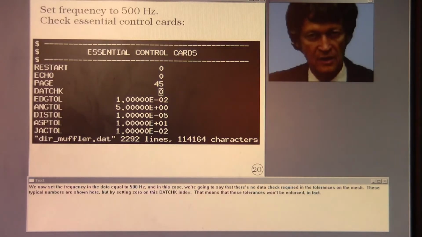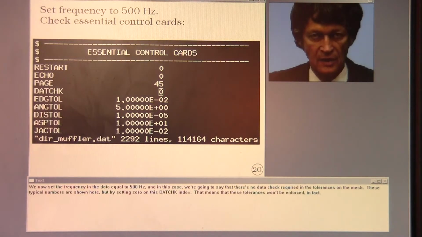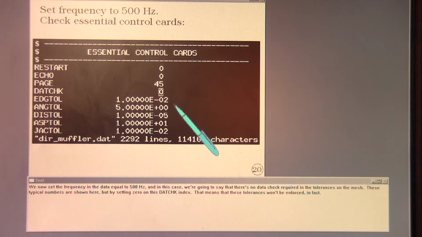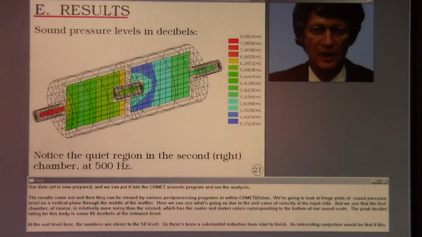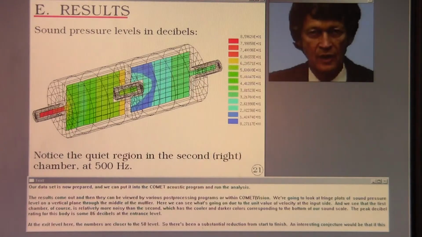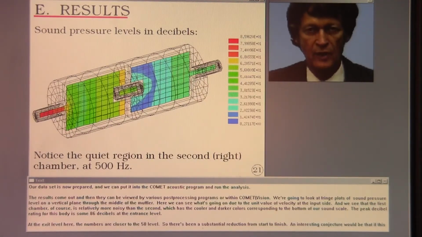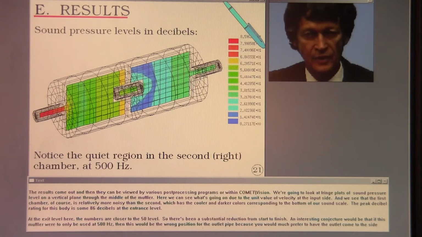We now set the frequency in the data equal to 500 hertz, and in this case we're going to say that there is no data check required in regard to tolerances on the mesh. These typical numbers are shown here, but by setting 0 on this DAT check index, that means that these tolerances won't be enforced in fact. Our data set is now prepared, and we can put it into the Comet acoustic program and run the analysis. The results come out, and then they can be viewed by various post-processing programs or within Comet Vision.